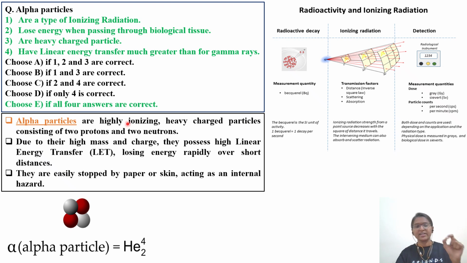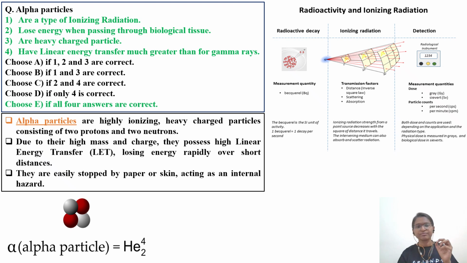Alpha particles are highly ionizing, heavily charged particles consisting of two protons and two neutrons. This is very, very important; that's why it is four. Due to their high mass and energy, these alpha particles possess high linear energy transfer, that is LET, and lose energy rapidly over short distances. These alpha particles are easily stopped by paper or skin, acting as an internal hazard.